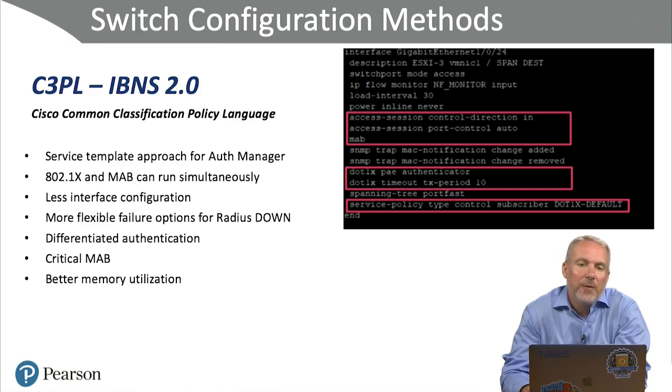And just from the overall policy contracts perspective, there's better manageability of resources on the device. Typically, in a production environment, you're going to see the IBNS 1.0 style configuration on 3850s and below. With the new 9300s and the software-defined access configurations from Cisco, you're going to actually see more of the C3PL or the IBNS 2.0 configuration.